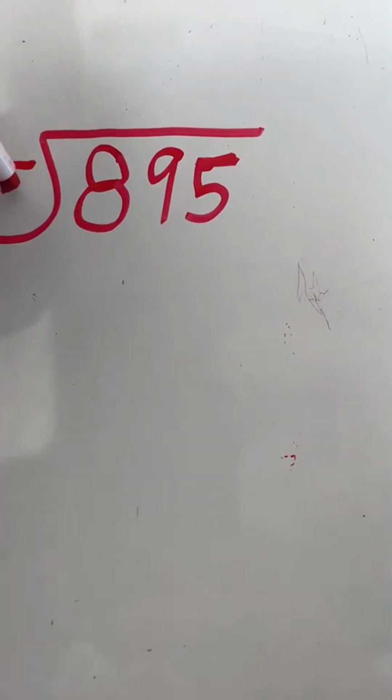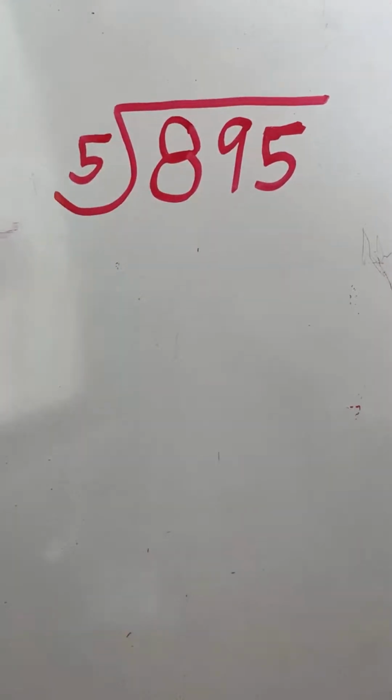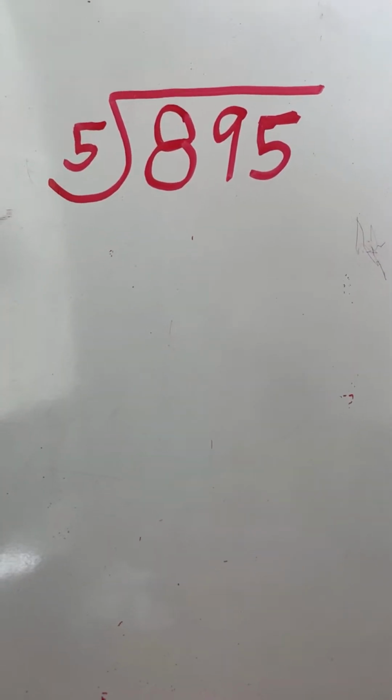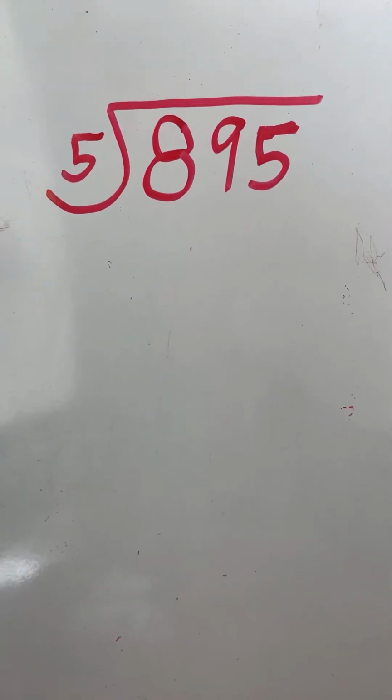All right, next example, 895 divided by 5. So we want to start out dividing by the smallest number possible. Again, the rule is the number inside the square has to be equal to or bigger than the number outside the square.